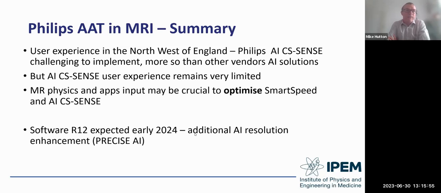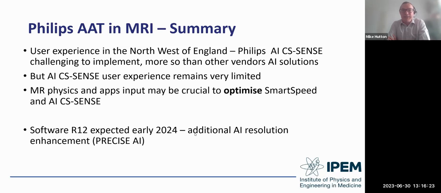But I think at the moment, MR physics and apps input is probably crucial to making the most of AI CS Sense. So if you want to optimize these options, you definitely need some input from physics and app specialists. And I've got optimize in bold here because what we're trying to do in this process in our region anyway is to make optimum use, to fully implement these techniques across all protocols and see the biggest benefit possible.